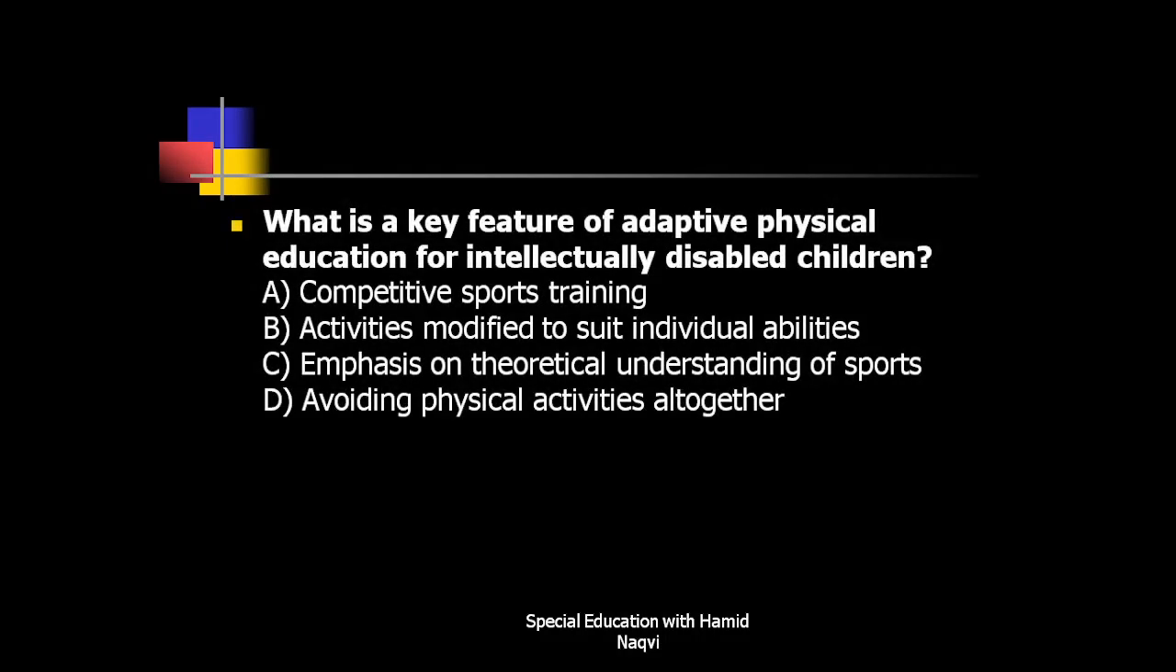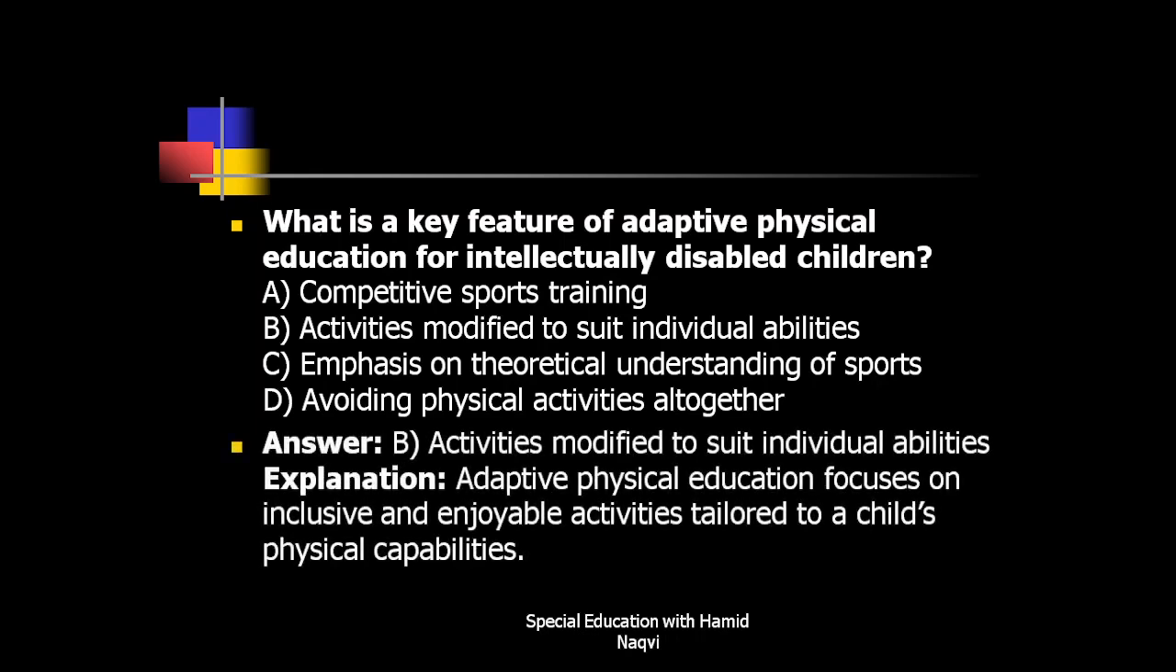Next MCQ is what is the key feature of adaptive physical education for intellectually disabled children? A, competitive sports training, activities modified to suit individuals' abilities, emphasis on theoretical understanding of sports, or avoiding physical activities altogether. The answer is activities modified to suit individual abilities. And we know that adaptive physical education focuses on inclusive and enjoyable activities tailored to a child's physical abilities.